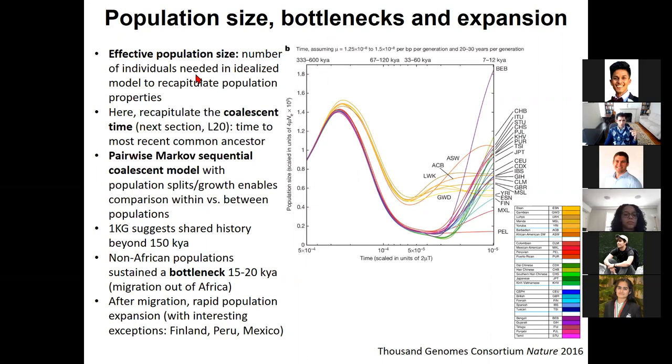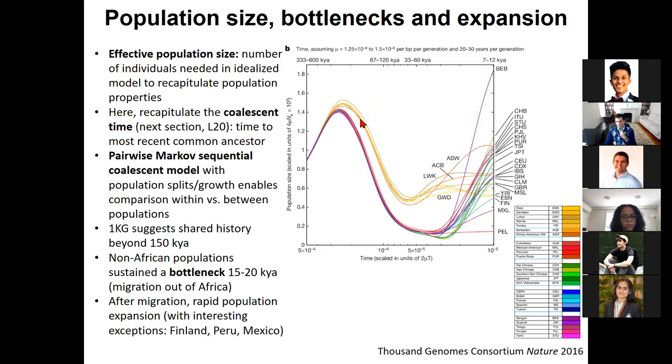That's the number of individuals that is needed in an ideal model to recapitulate the population properties. So using this approach, you can estimate, using individuals from each of those populations, just how many alleles coalesce at such a distance, or at such a distance, or at such a distance, effectively inferring, based on the distribution of the amount of variation across the genome, the ancestral population size for those individuals. And if you do this for most human populations, you basically see that there was a dramatic expansion in the population size, followed by a dramatic reduction.